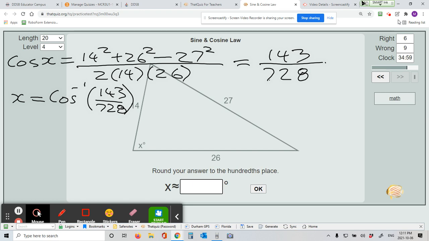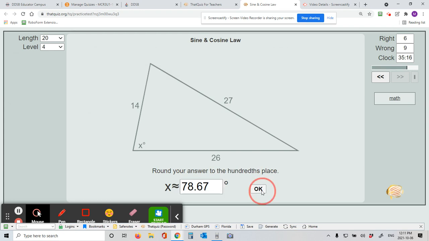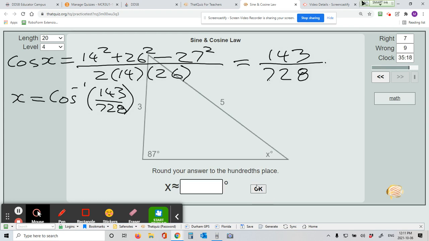Okay, don't object to that. Accept that as good faith. 78 point what? 67. Okay. Check your answer again and then give me the thumbs up or the thumbs down. Thumbs up. All right. We're at 6 and 9 right now. We want to get to 7 and 9. And we do.